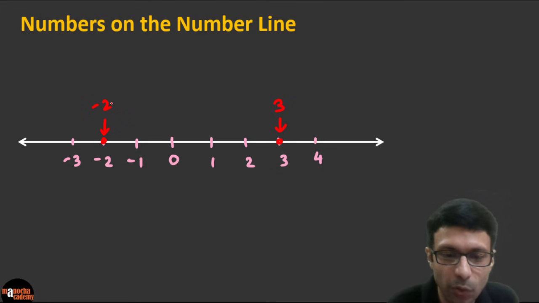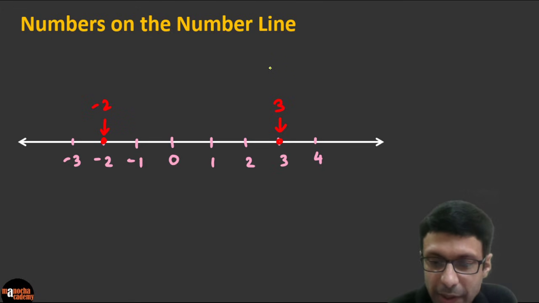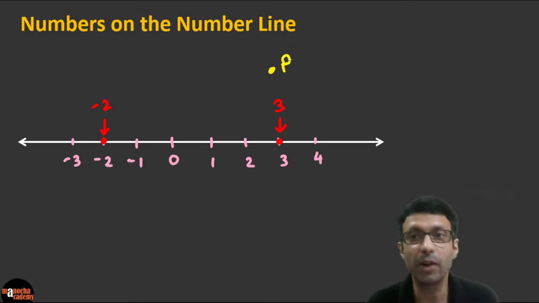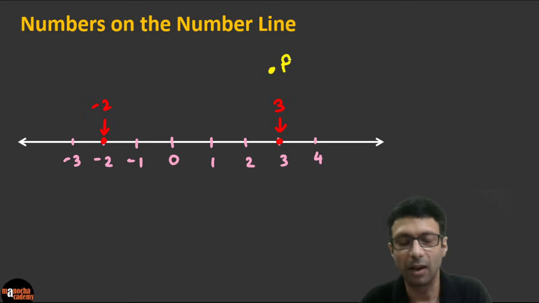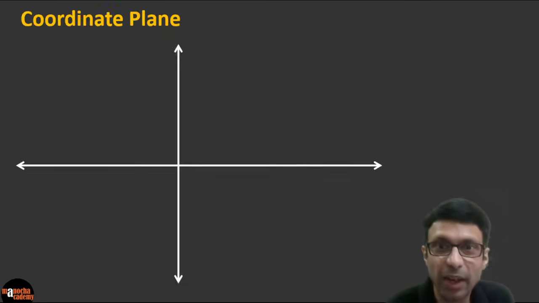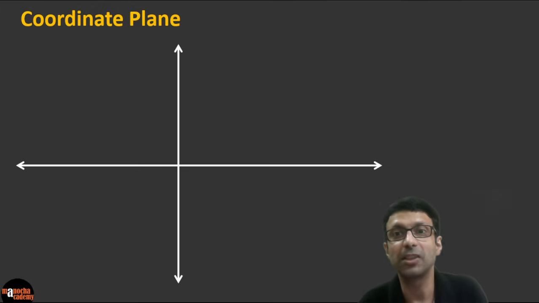But let's say there's a point here, which is lying outside the number line. So how do we represent that? Can I represent it using this number line? No, right? Because it's lying outside it. So for that, we actually need a coordinate plane. Let me explain what that means.